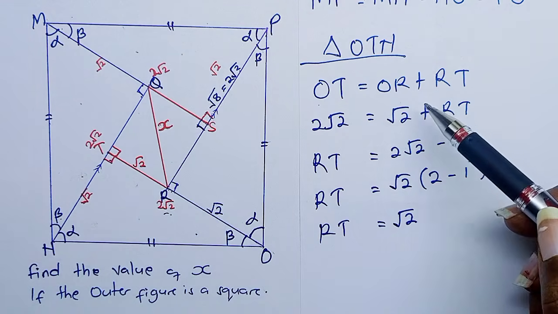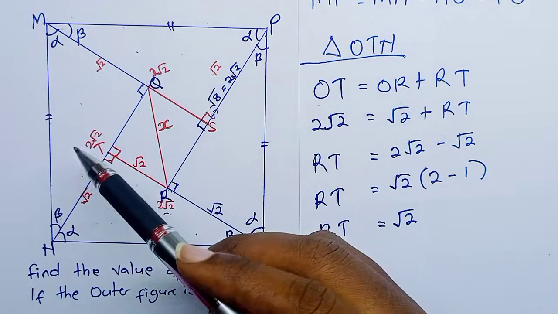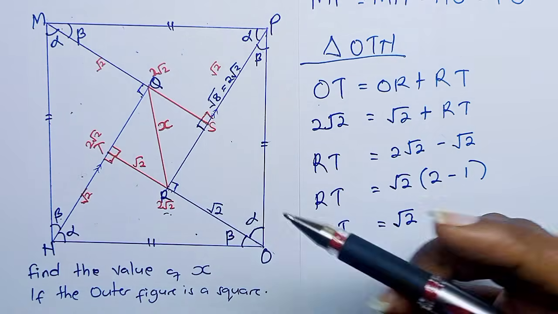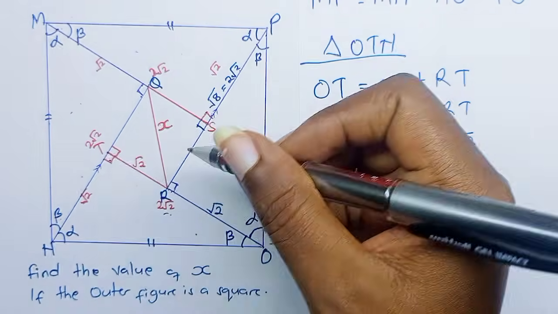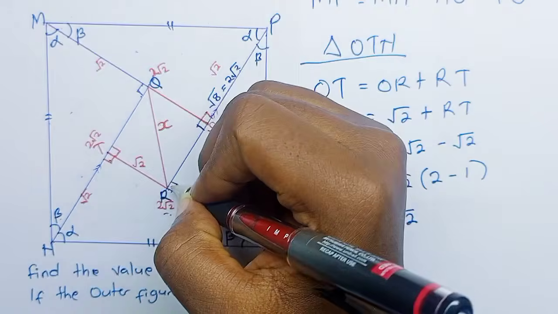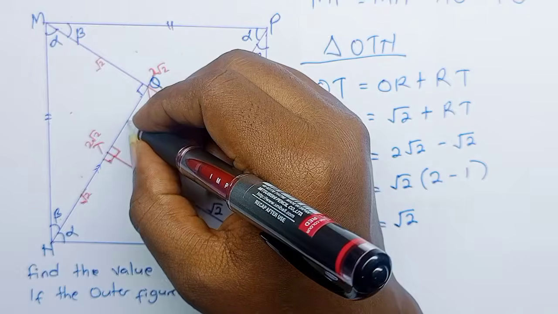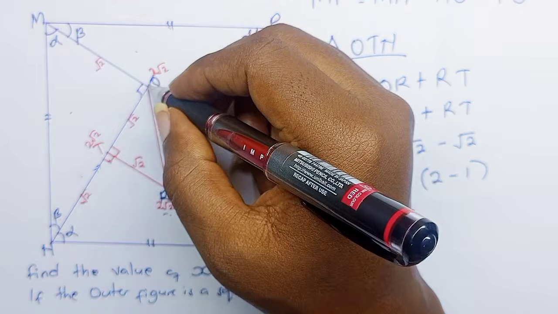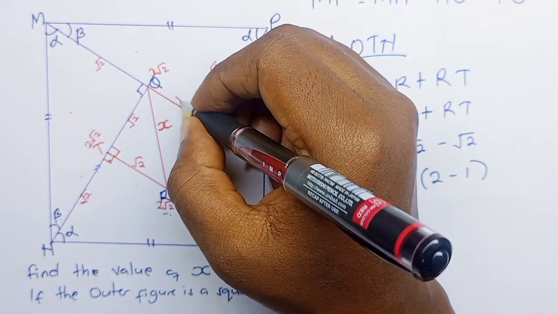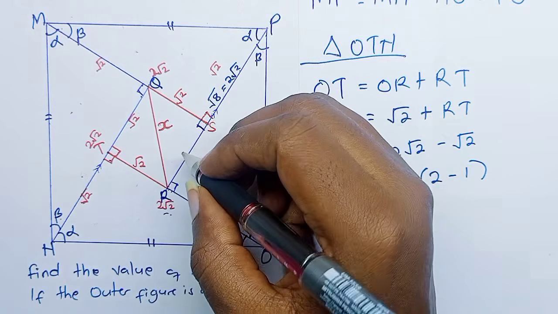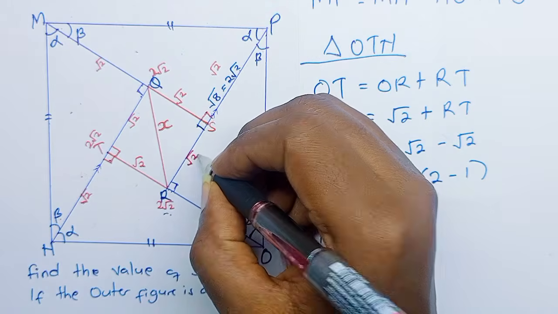So if we repeat this process for the other congruent triangles, this one and this one, we shall realize that these sides are all root 2. So RT we've said is root 2. Also, TQ will also be root 2, QS will also be root 2, and RS will also be root 2.